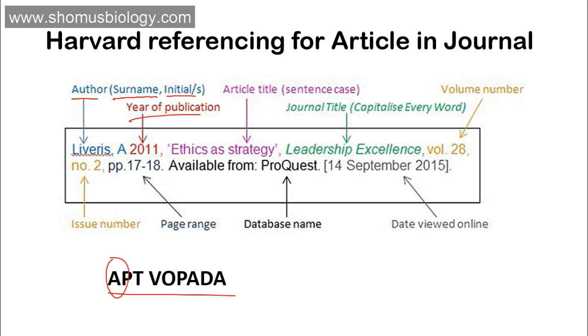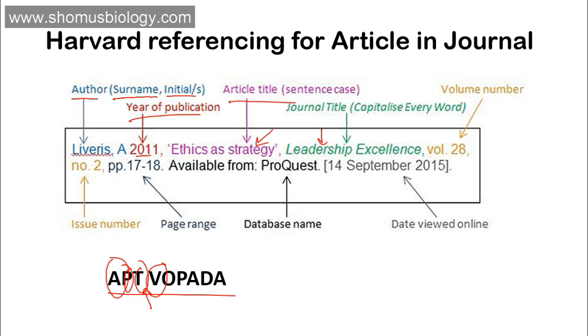Then the year of publication, P, 2011. Ethics as a Strategy. So this is the name of the article, the title of the article. Then the journal title. Leadership Excellence is the journal title. The article title first, then the journal title. So T stands for both the titles.